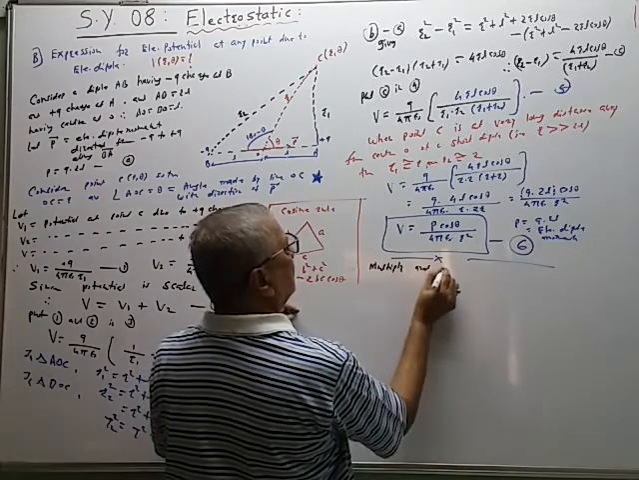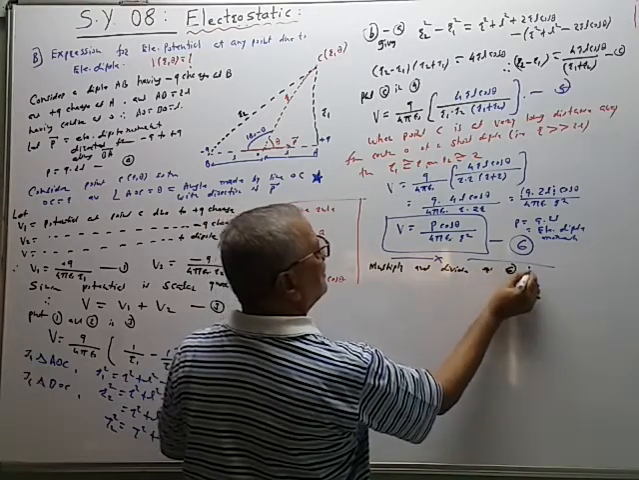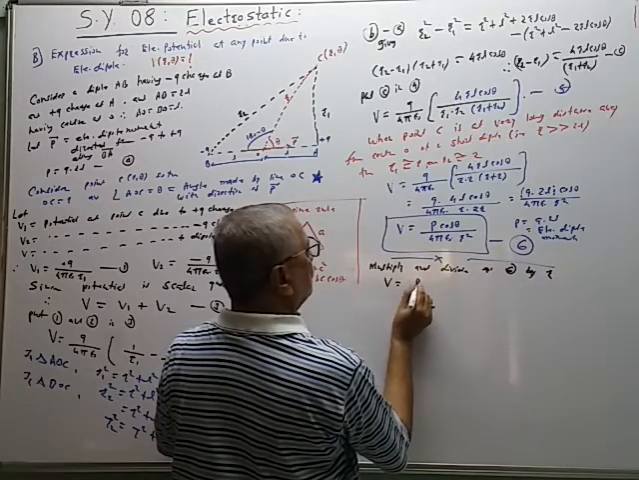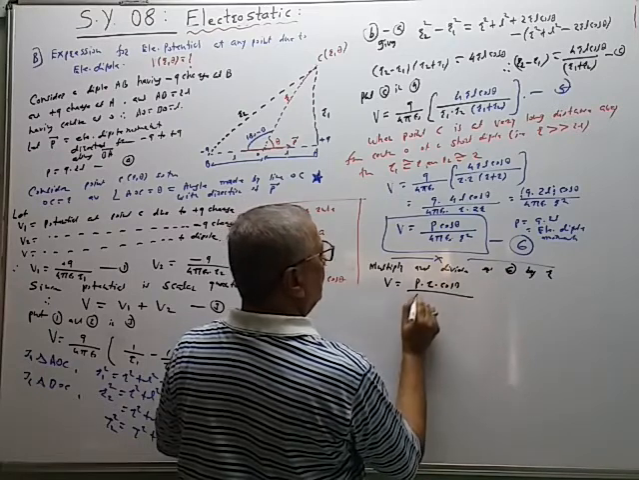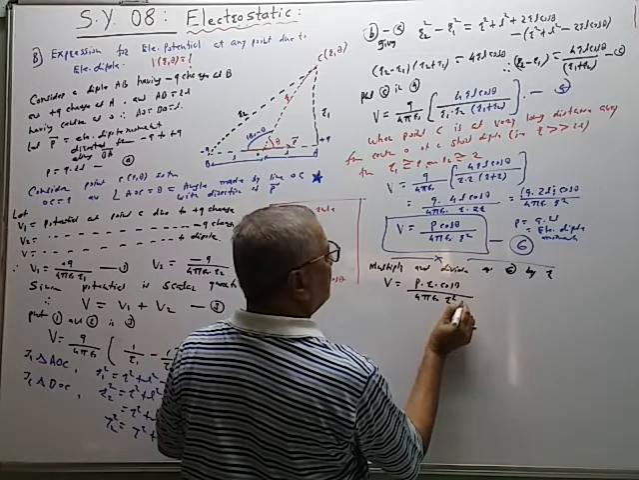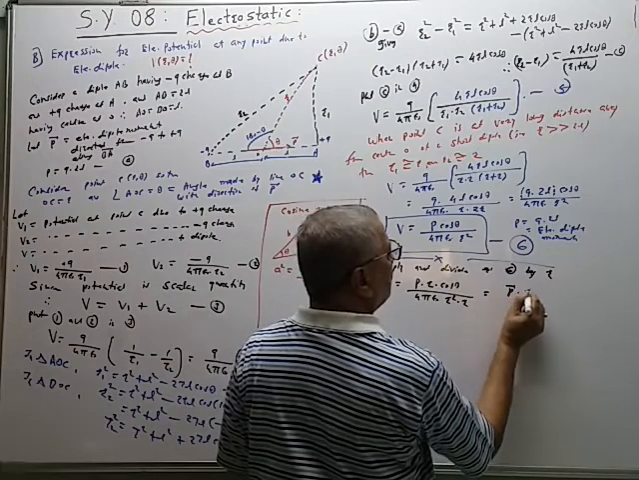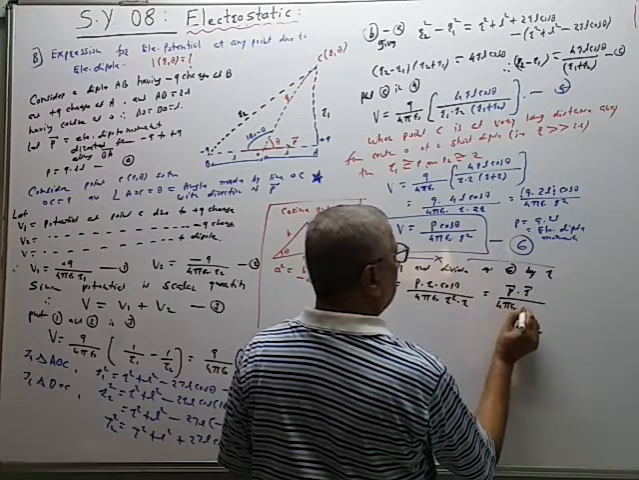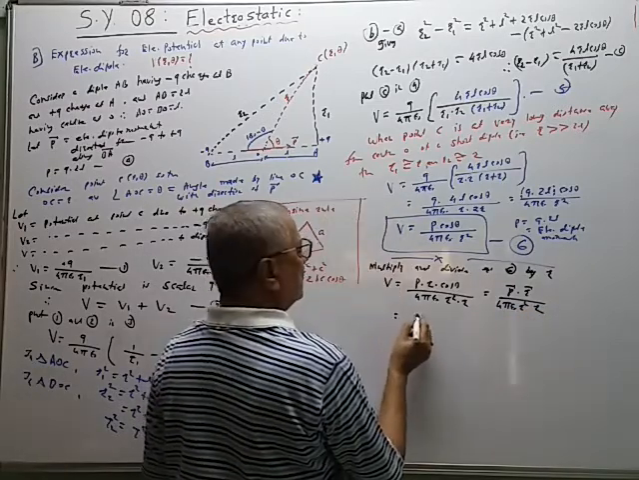Multiply and divide equation 6 by R. So V is equal to P into R into cos of theta upon 4 pi epsilon naught R square into R. So this P R cos theta can be given as P dot R upon 4 pi epsilon naught R square into R. So I will write down this equation like this.